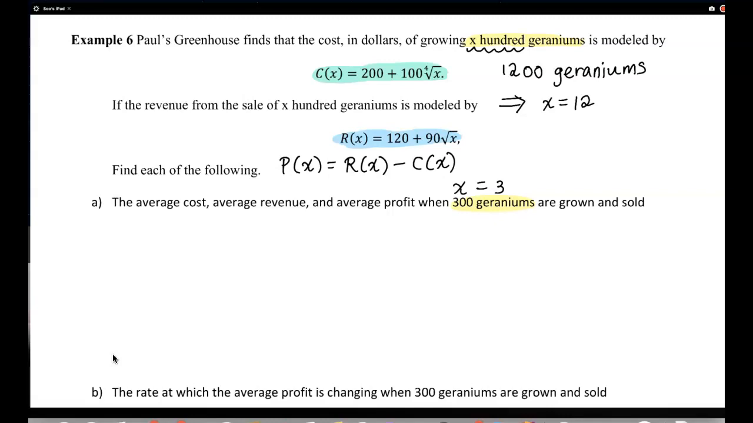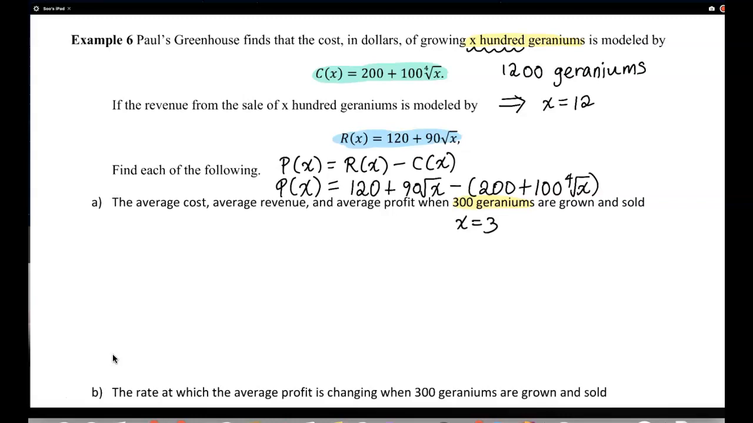If they're doing a good job, this profit will come out to be positive. If the business is not so hot, this profit will come out to be negative. Let us see how Paul's greenhouse is doing today. But let me go ahead and subtract to find the function. R of X is 120 plus 90 times the square root of X. And I'm going to subtract the cost function. And because the cost function is a binomial, I put it in parentheses, okay?